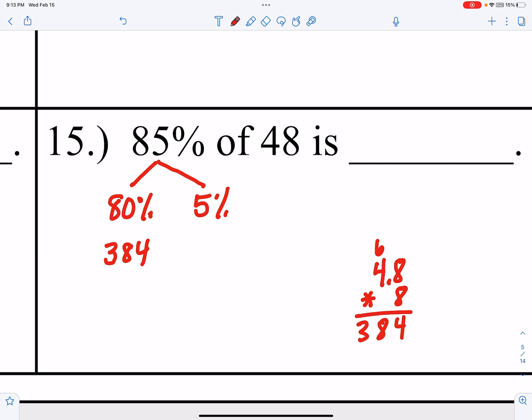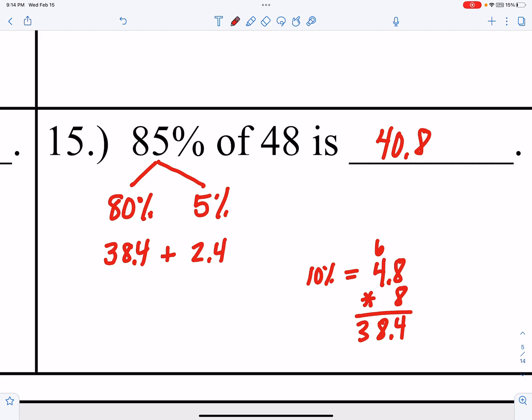I don't think so. Take our decimal. We have 1 decimal movement overall. So we have 38.4 is 80%. Now focus on what our 10% was. Our 10% equaled that 4.8. So divide by 2, and we have 2.4 for the 5%. Add those up together, okay? And we have our 38, 39, 40.8.